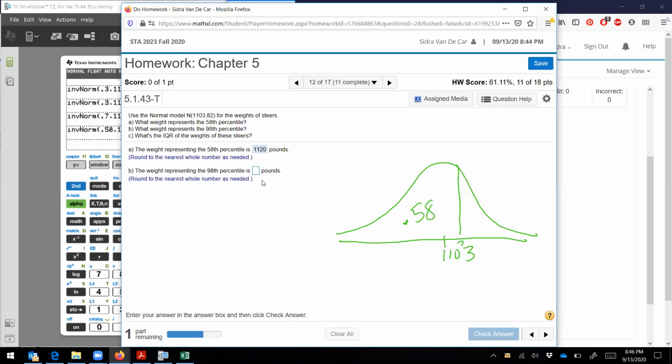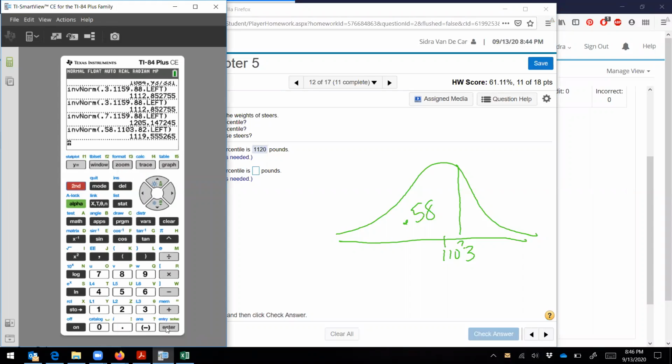Weight representing the 98th percentile. So the same thing, but this is now going to be a 0.98. So let's just change that to 0.98. And we get 1271.